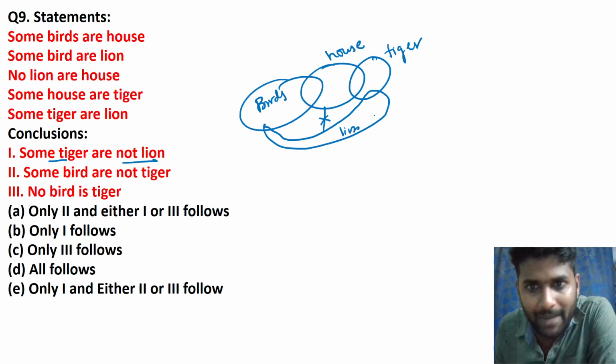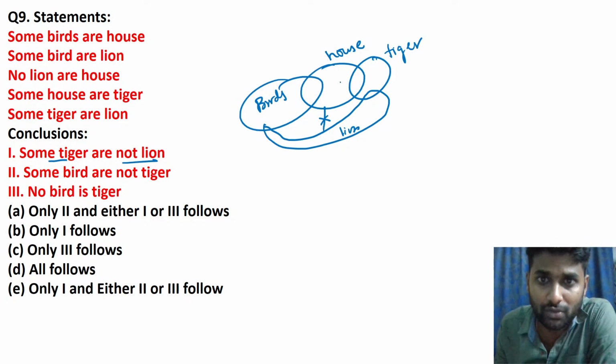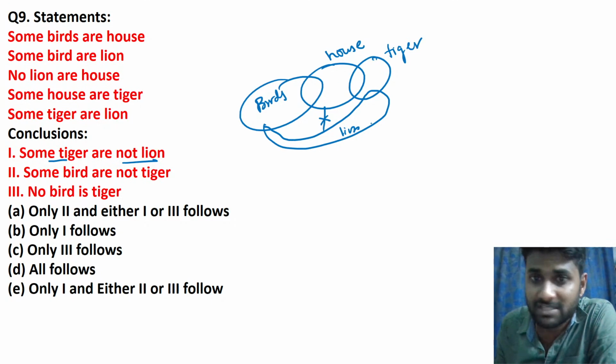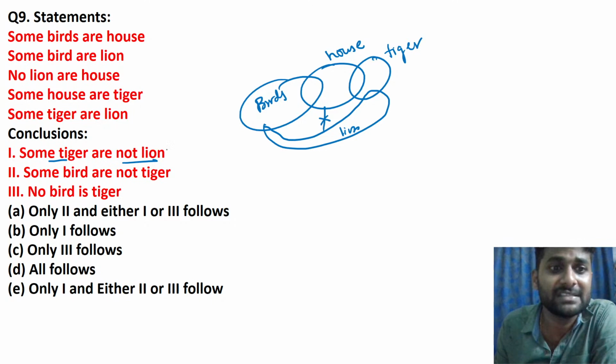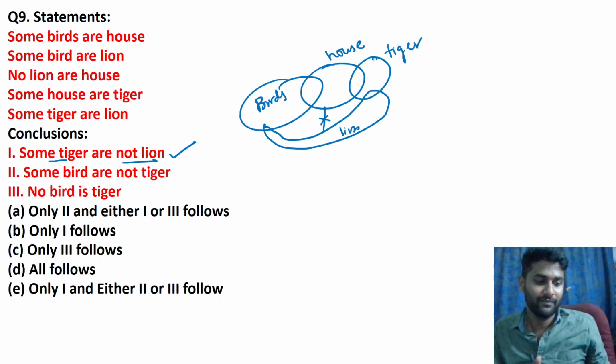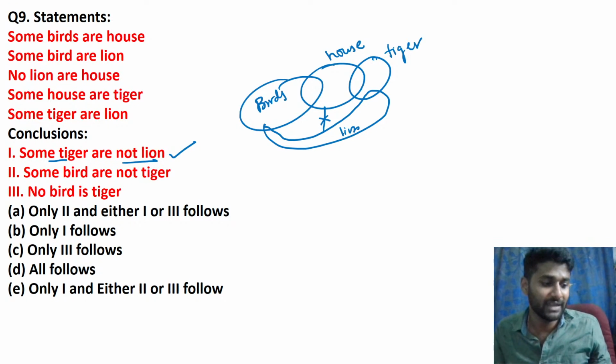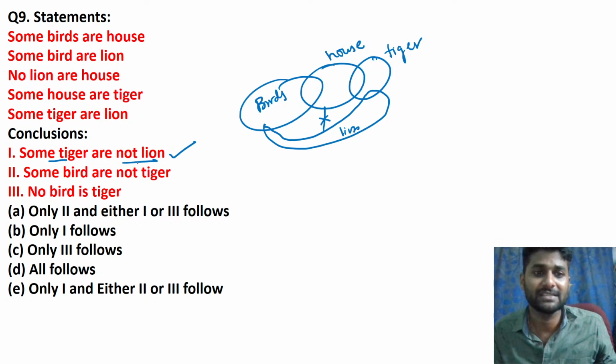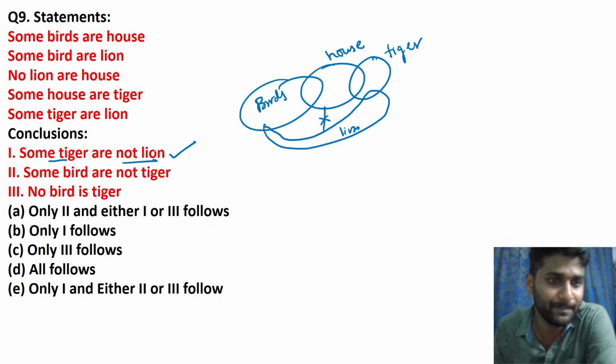All tigers can be a line? No chance. Why? Because if I'm taking the entire tiger, we can get a house. If house is there, we can't place line. That's why for all tigers there is no chance for line. Definitely some tigers are also not line. It is a valid one. Why? Because we can't assume all tigers, which means we can't assume some tigers also. That's why "some tigers are not line" is a valid one.